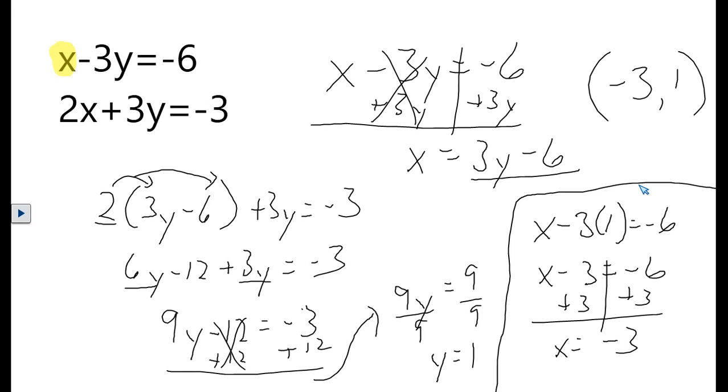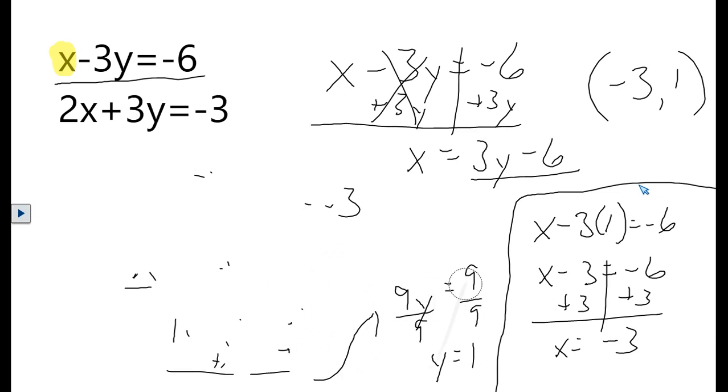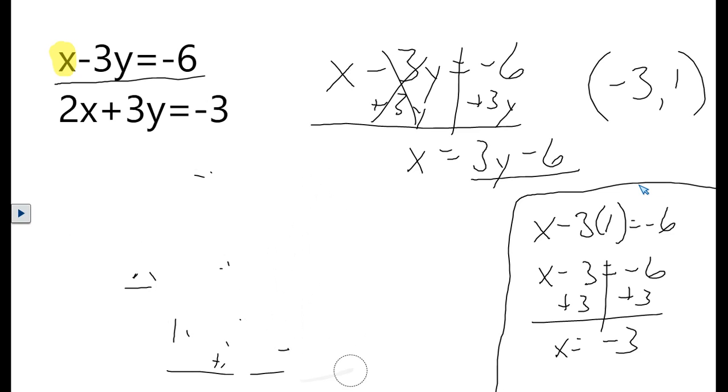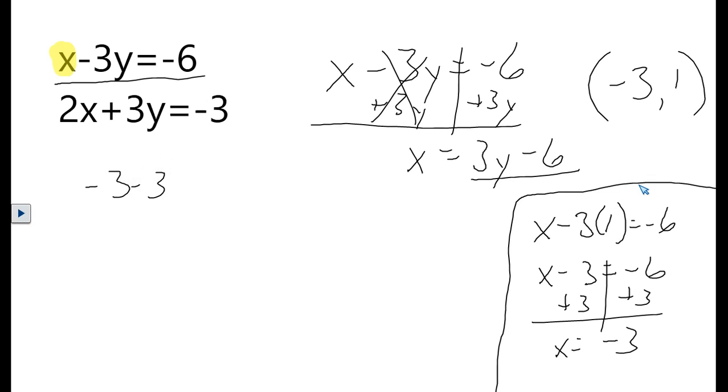If I wanted to, I could do a quick check of that. This would be a good thing if you had your calculator. You could just punch these in on your calculator too. So let's double check, make sure this works. Say negative 3, 1 is my solution. So x is negative 3 minus 3 times y. Y is 1. 3 times 1 is 3. And negative 3 minus 3 is negative 6. So we know it works in the first one.